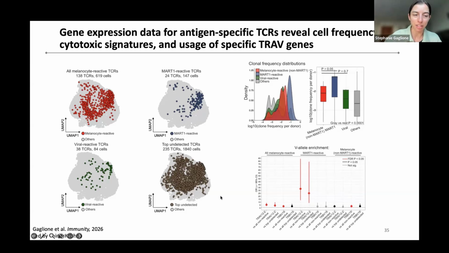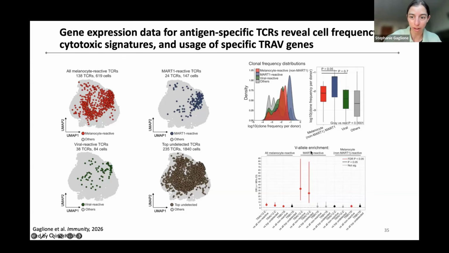correct hits. And so in total, we identified 138 TCRs that were melanocyte reactive, 24 MART1 reactive, and we also took a look at what the top undetected TCRs were. And we pulled out some common features just to highlight what we were looking for and to demonstrate the broad utility. If you can reconstruct every TCR, you are capable of looking at clones that are not clonally expanded and identifying the dynamics between different types of reactivities. You can also look at the enrichment of specific alleles.